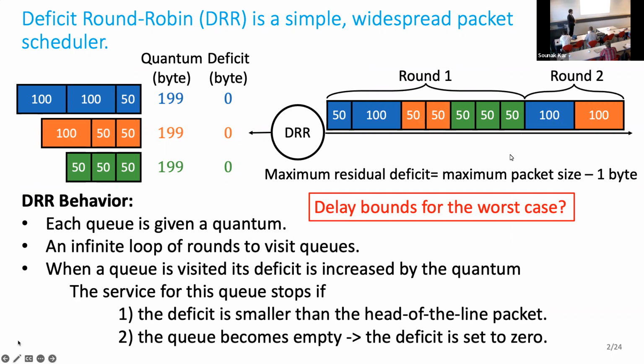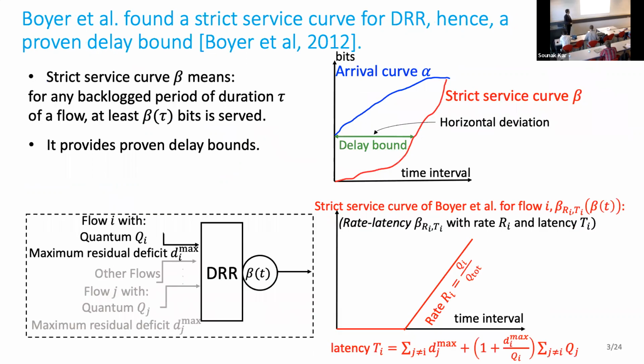DRR is very simple, and it achieves fairness in the presence of variable packet lengths. Today we are interested in finding delay bounds on the worst cases with DRR. Bounds on the worst cases were found by Boyer et al., where they found a strict service curve for DRR. Having a strict service curve beta means that in any backlog period of duration tau, at least beta of tau bits are served for that flow.